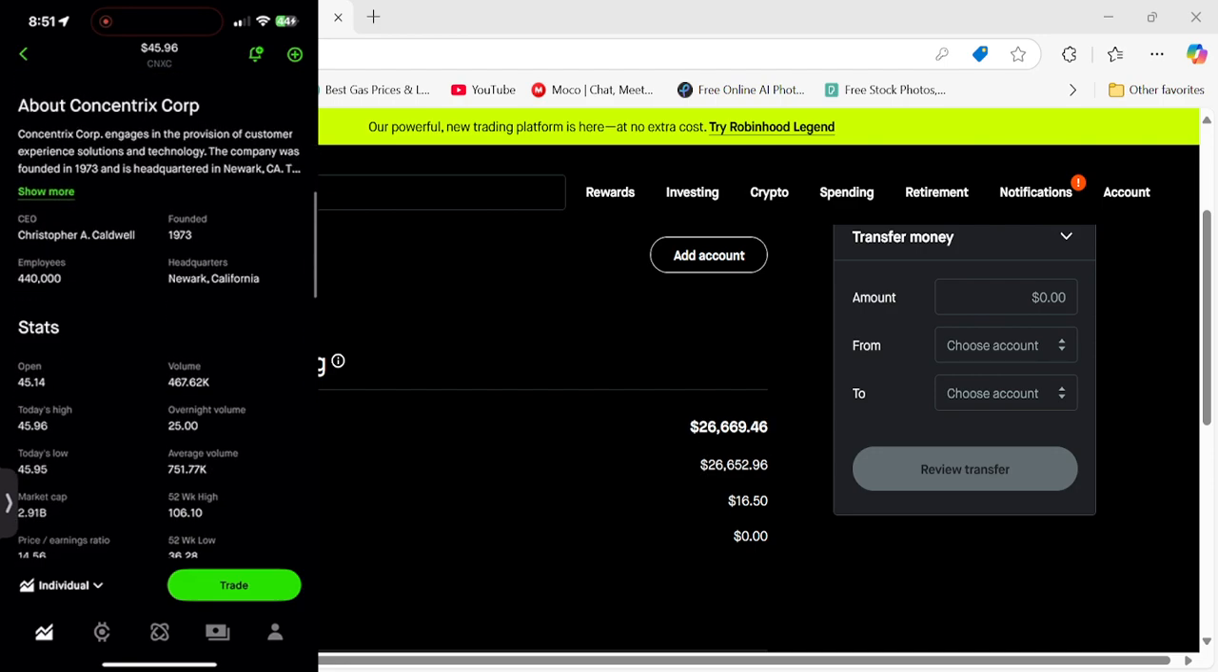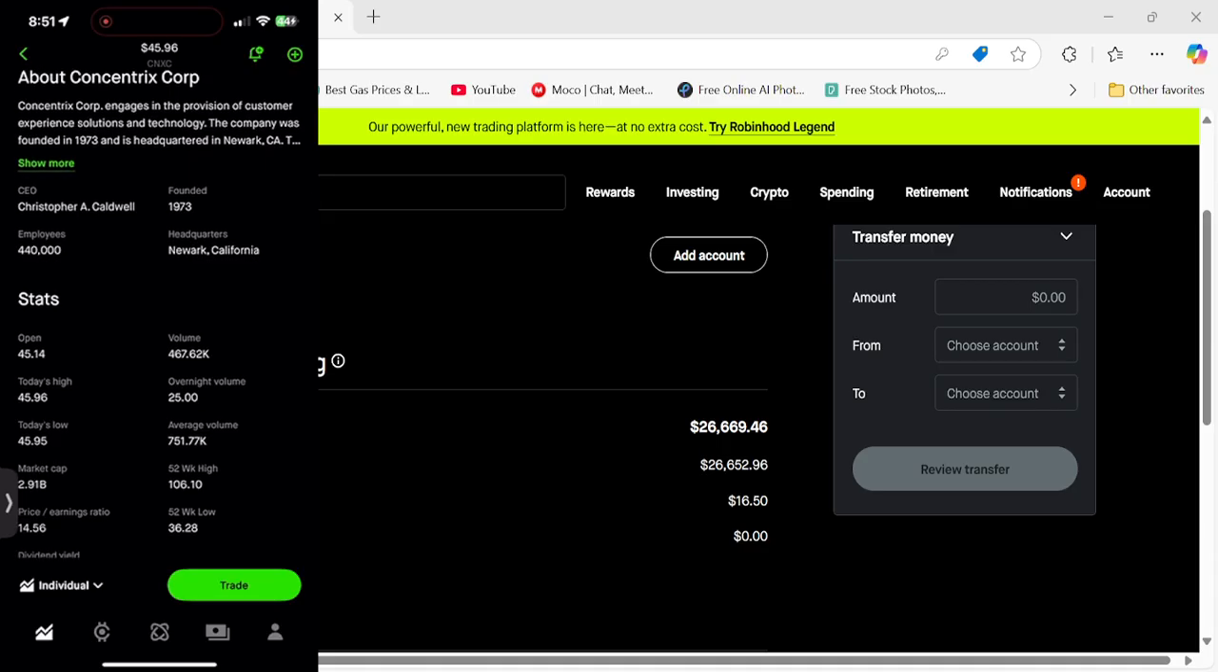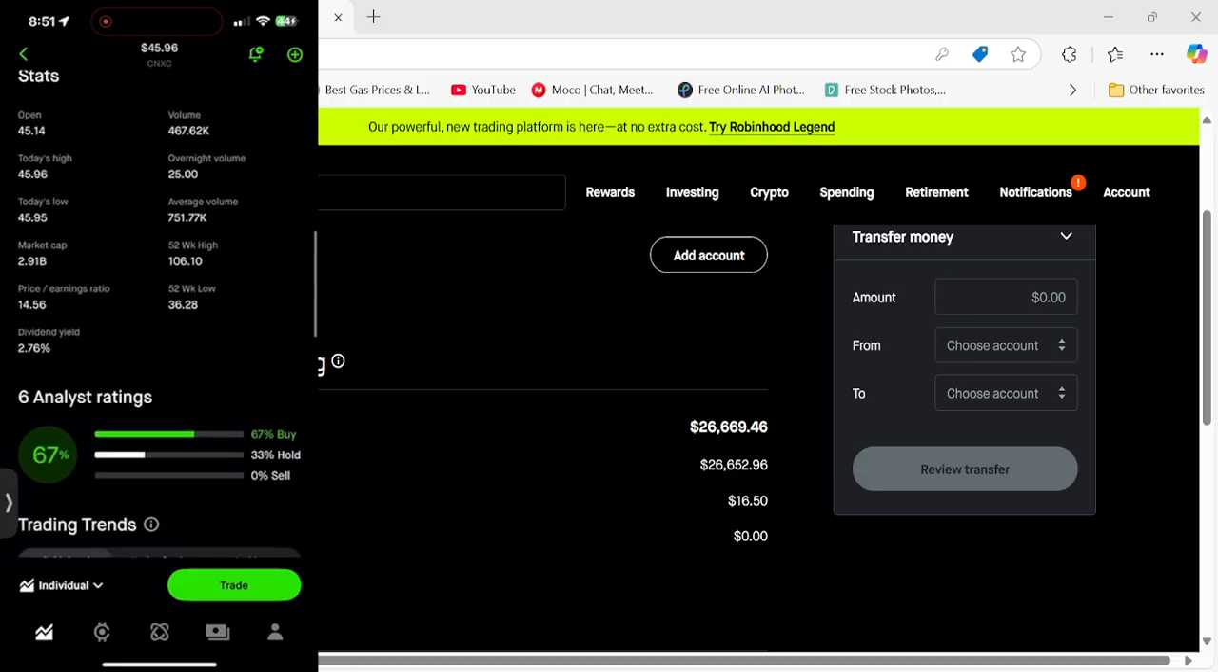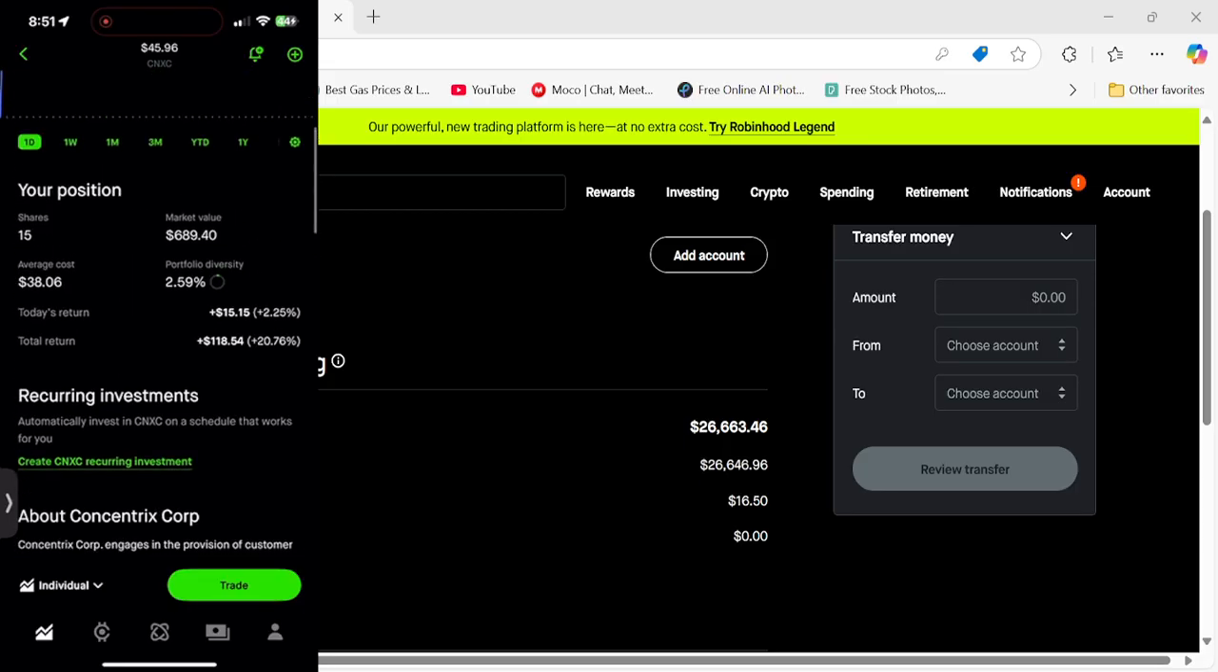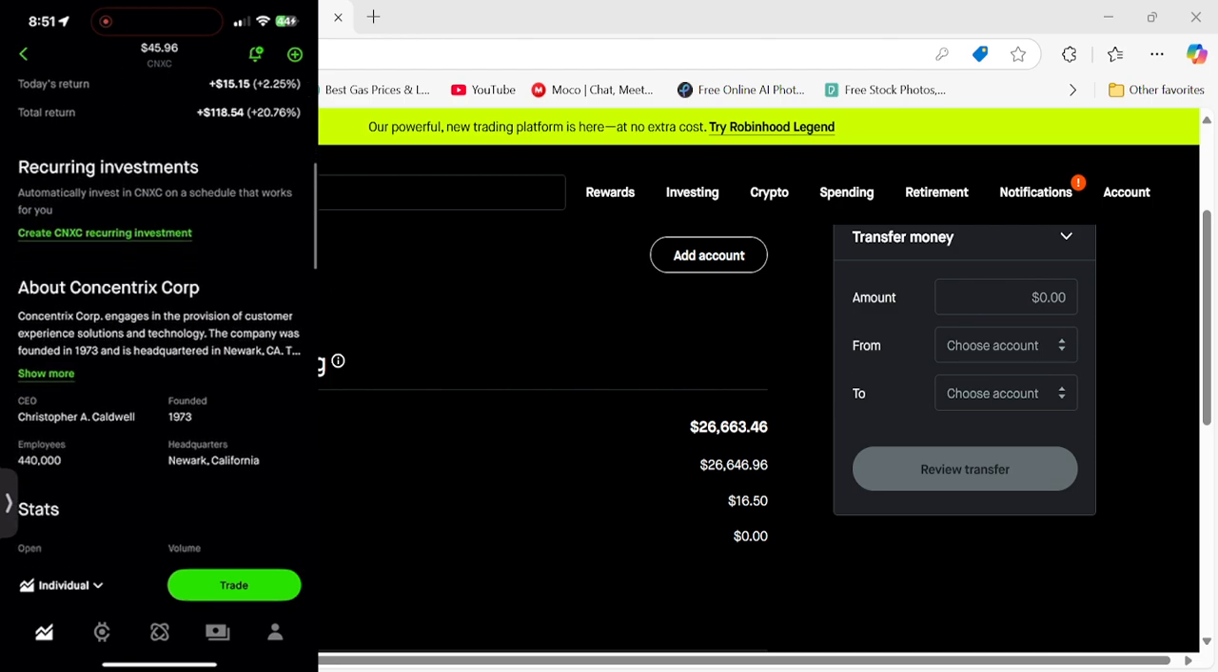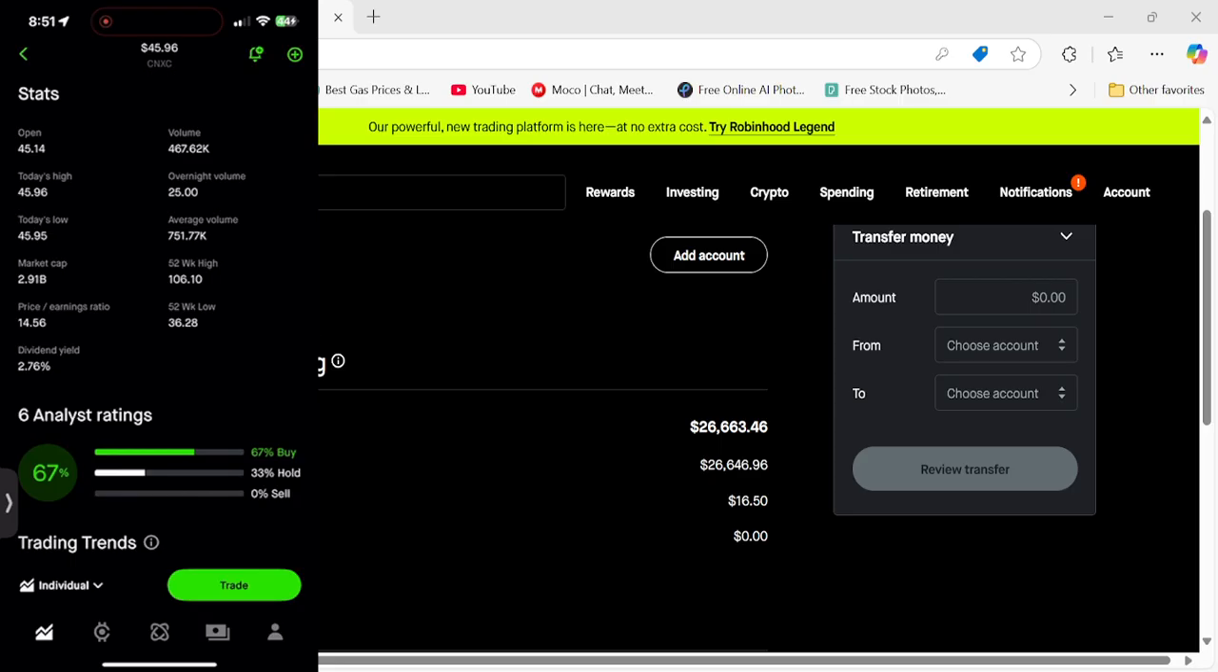Okay. This company, you look in the about, was founded in 1973. They have 440,000 employees. That's a big company. So if you look at it and you see the 52-week low, and you see the 52-week high, you will see that this one has a $36.28 low. I bought into it at $38.06. It probably just dropped a little more after I bought into it, $1.70 lower, basically. But I got pretty down low to the 52-week low price. I got pretty close to it.